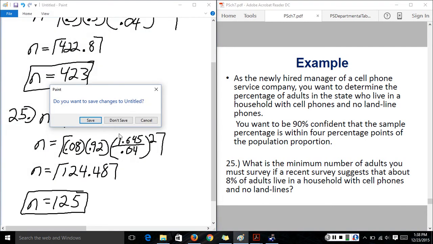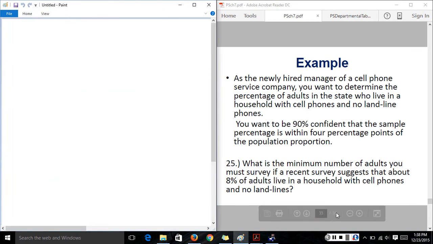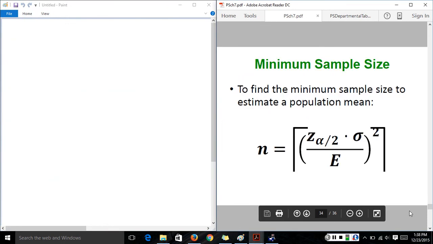Let's do another example. Let's say you're finding the minimum sample size to estimate a population mean. Well, here's the formula for that. N is the ceiling of z sub alpha over 2 times sigma, population standard deviation, divided by the margin of error, squared. Again, if I get a whole number, I'll leave it alone. If I don't get a whole number, round it up to the next whole number.